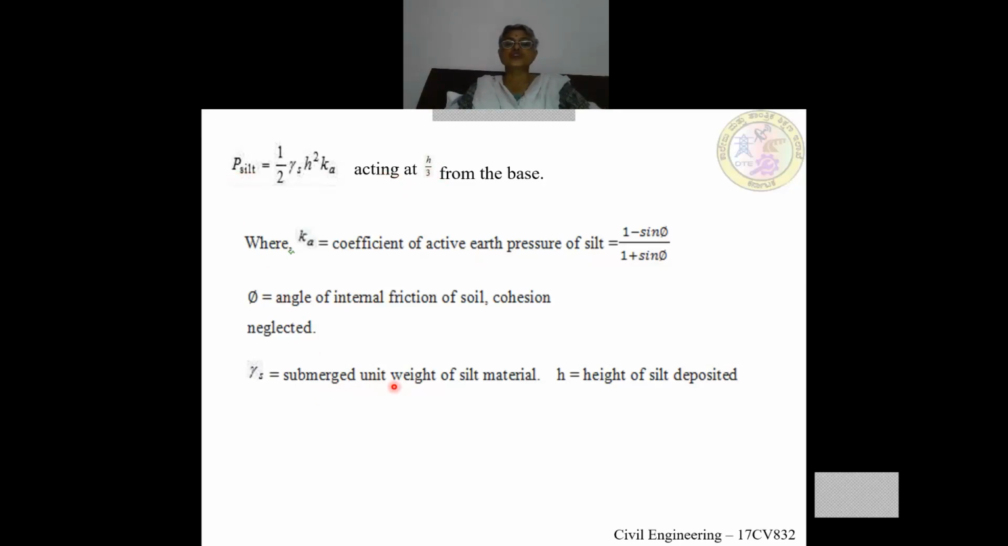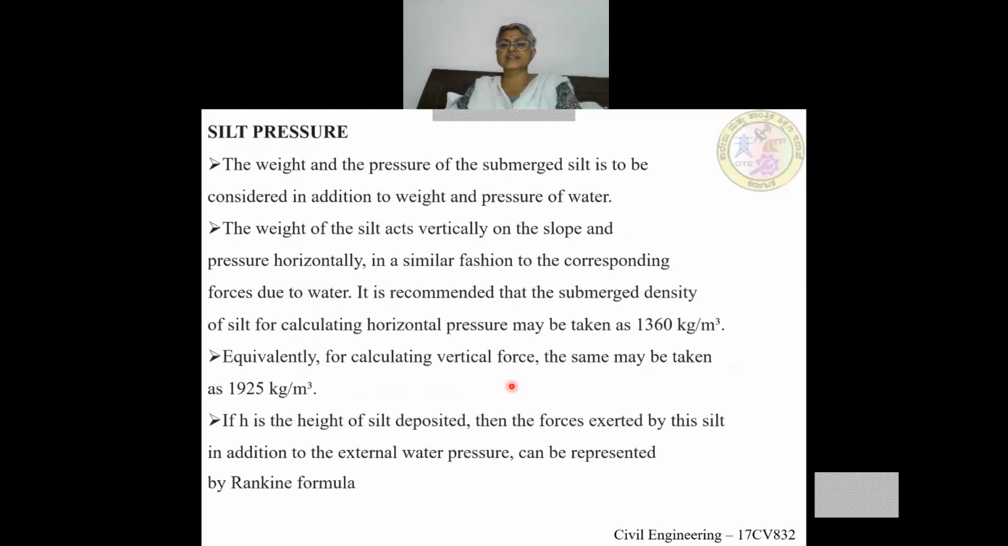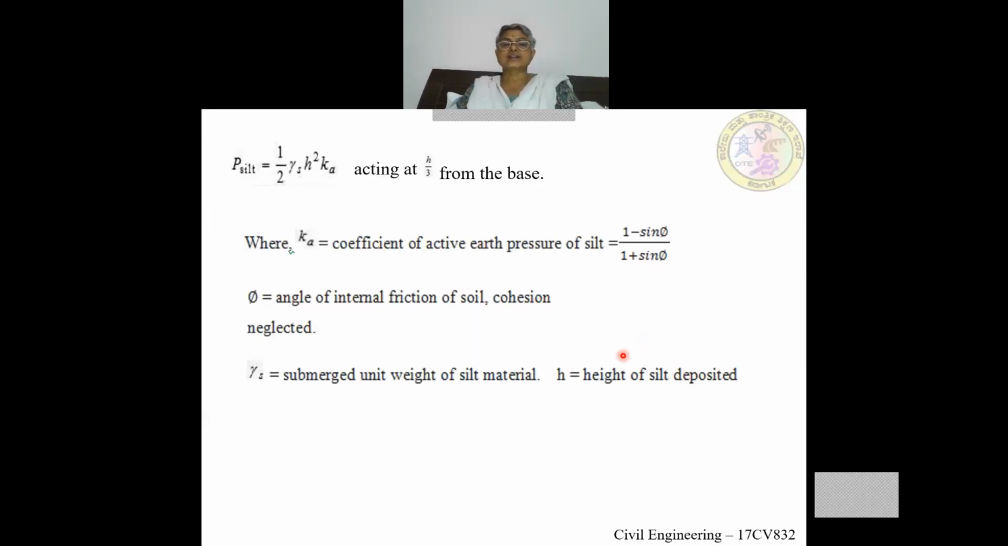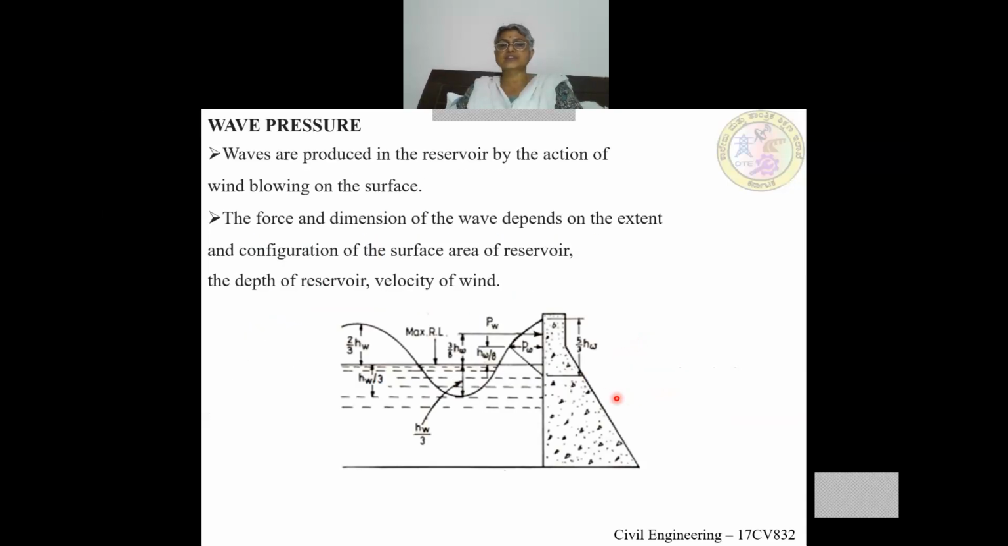Then the submerged unit weight of the silt material, which I have already told you, has to be taken as 1360 for calculating the horizontal pressure, and h is the height of the silt deposited.